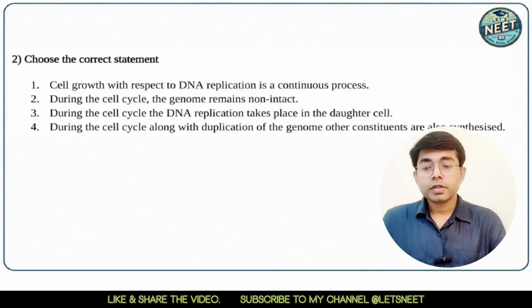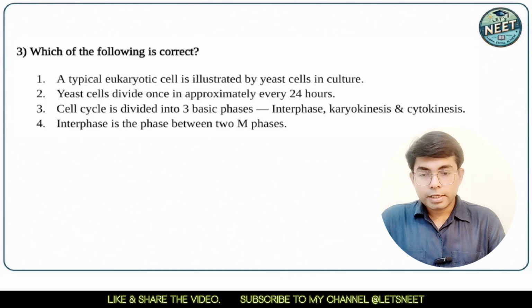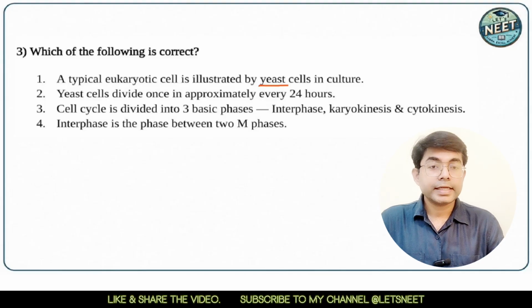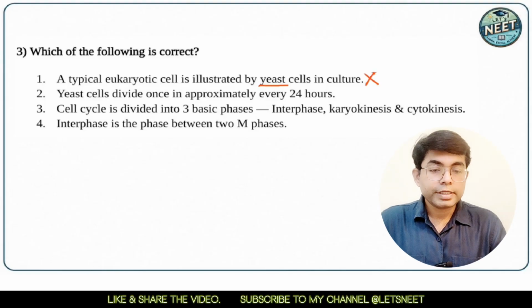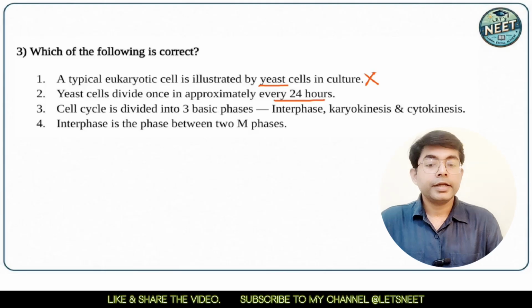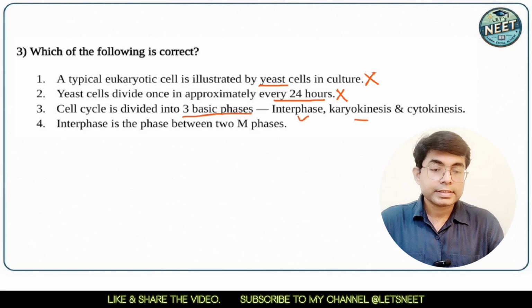Next question, which of the following is correct? The typical eukaryotic cell is illustrated by yeast cell in the culture. NCERT, read it. Here it is not the yeast cell, it is the animal cell. Yeast cell divides once in approximately 24 hours. This is also wrong. Human cell divides in 24 hours.